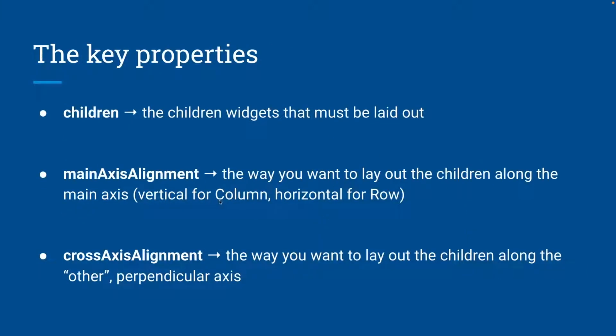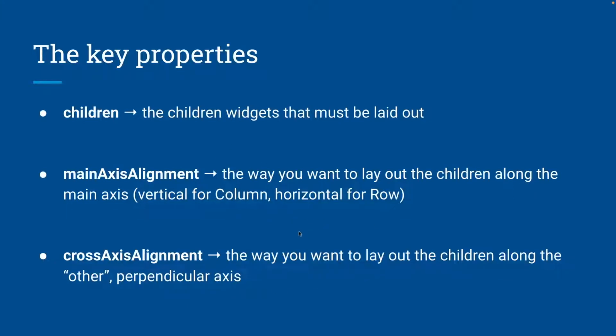And what are the key properties of these two classes? Children, of course, that is a list of widgets that you need to lay out using the Flexbox system. And the two alignment properties: the main axis alignment, which controls alignment along the main axis, that for Column is the vertical one and for Row the horizontal one, and the cross axis alignment, which controls the alignment along the perpendicular axis.